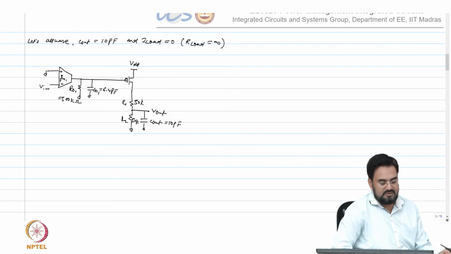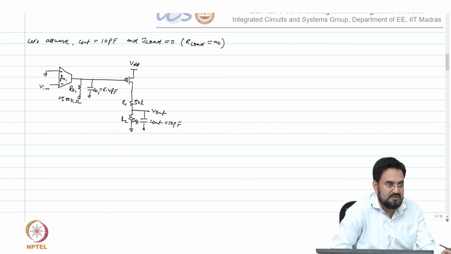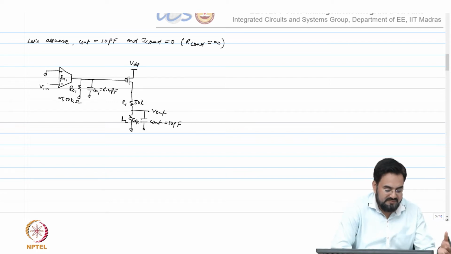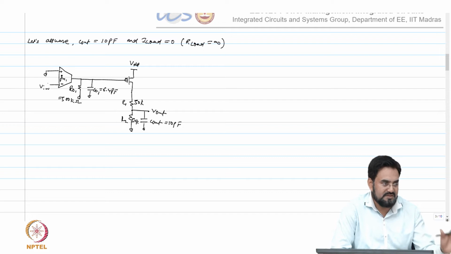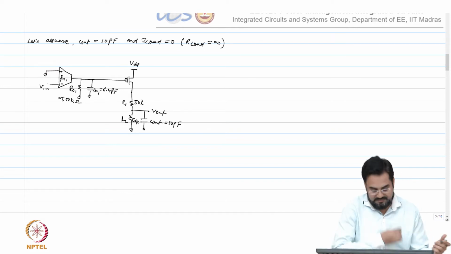So you can choose VREF accordingly to get whatever V out you want. Or if your VREF is fixed, then you have to change the feedback ratio. So I'm just assuming beta is half. So 50k and 50k on 1.5 volt output, the same example, then your VREF should be 0.75.